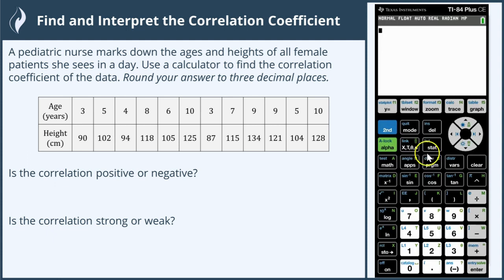A pediatric nurse marks down the ages and heights of all the female patients she sees in a day. If you remember, or if you check that video, which I hope you do, we let our ages be our X values, our independent variable, and the height Y. And we put our X's in L1 and our heights in L2. We want to find the correlation coefficient, and then we'll determine if it's positive or negative, if it's strong or weak. And then I want to go into a little more detail regarding that.